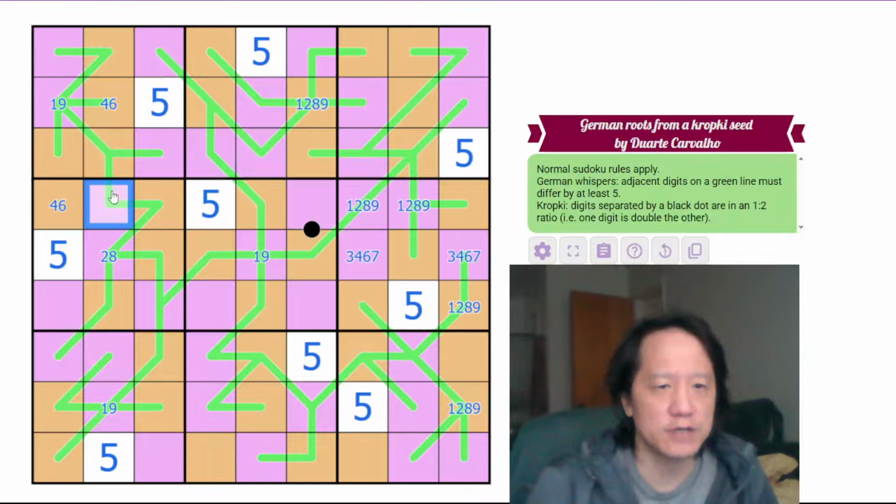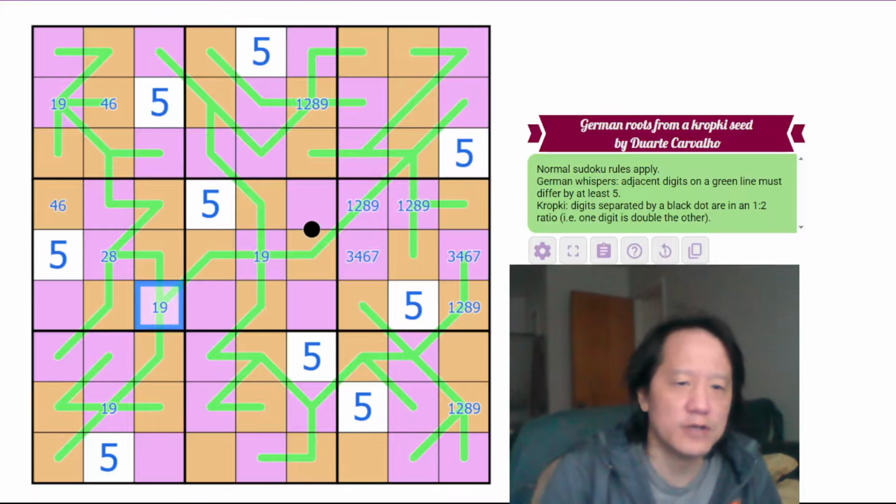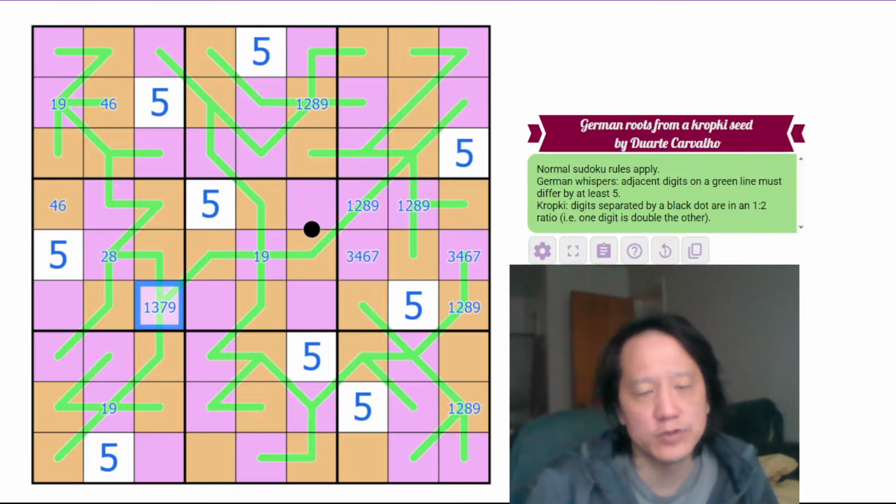This digit, again, okay, so this digit is next to 2 unique digits on a Whisper 5 line. So it could be 1, 9 or 3, 7 here. We're not sure which.